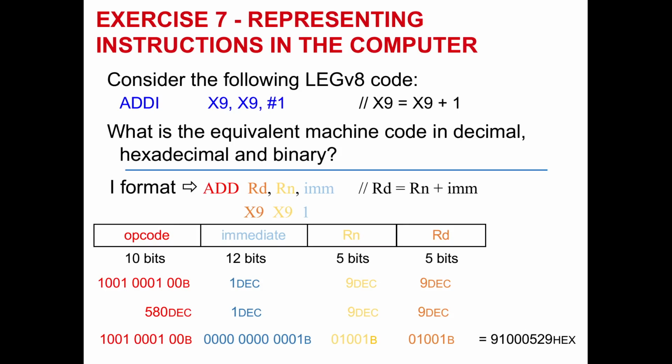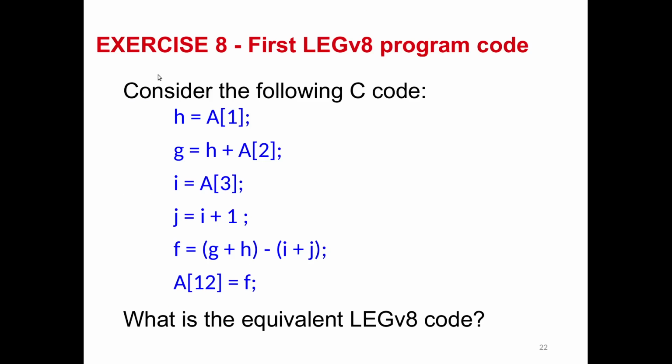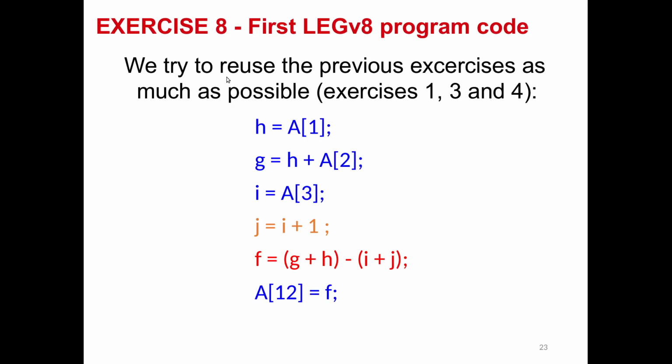Next, we will go to the last exercise, our first LEGv8 program code. We consider this C code, and we need to change it into the equivalent LEGv8 code. In order to do so, we will try to reuse the previous exercises as much as possible, and in more detail, we will think about exercise numbers 1, 3, and 4.